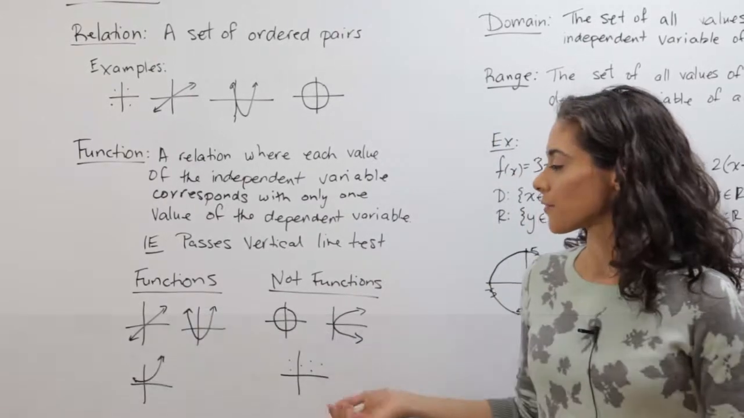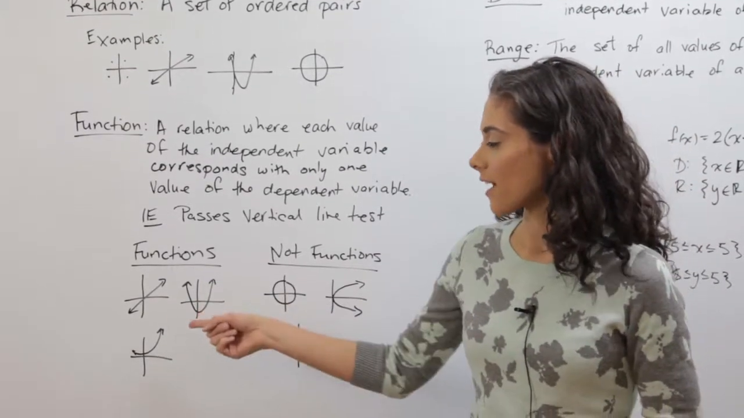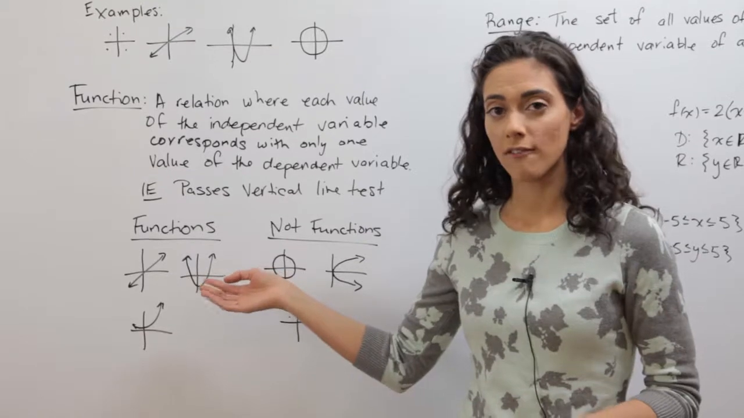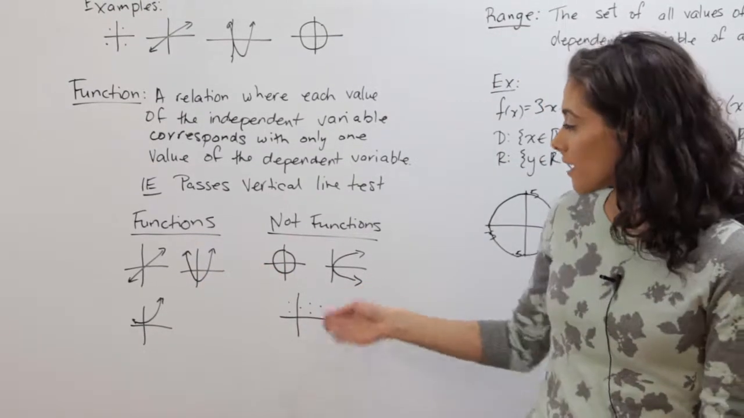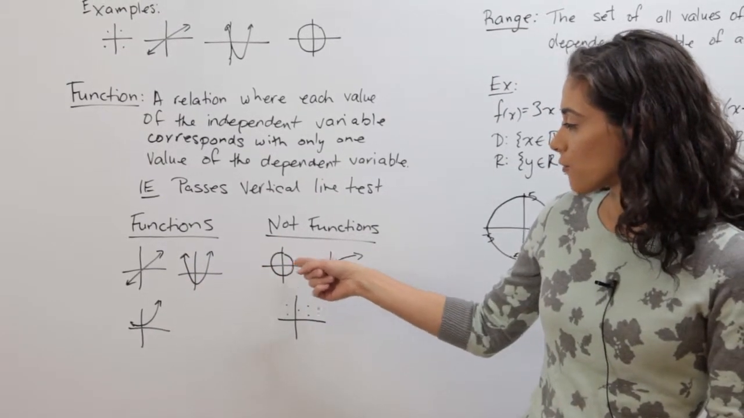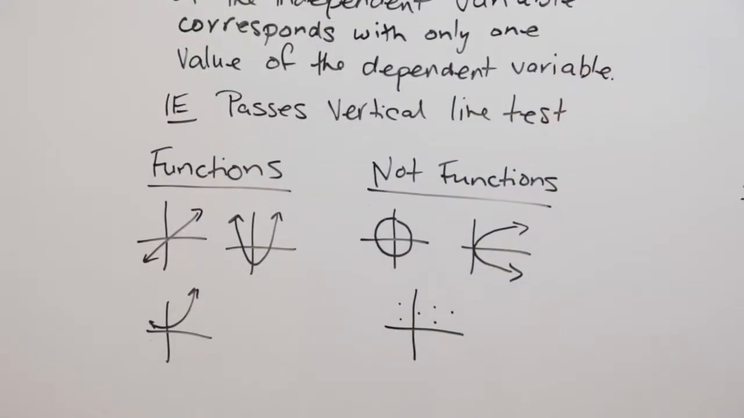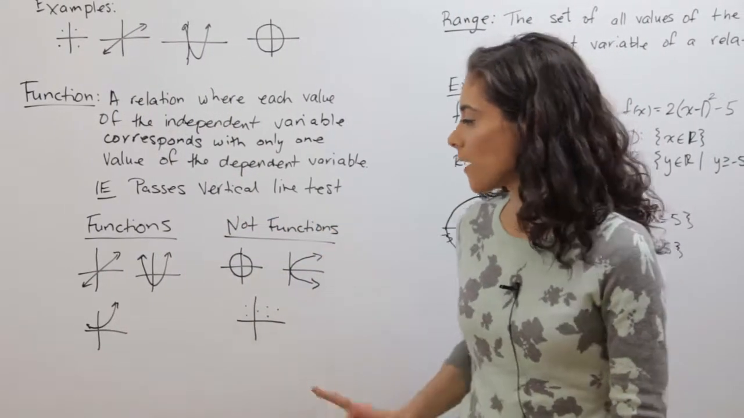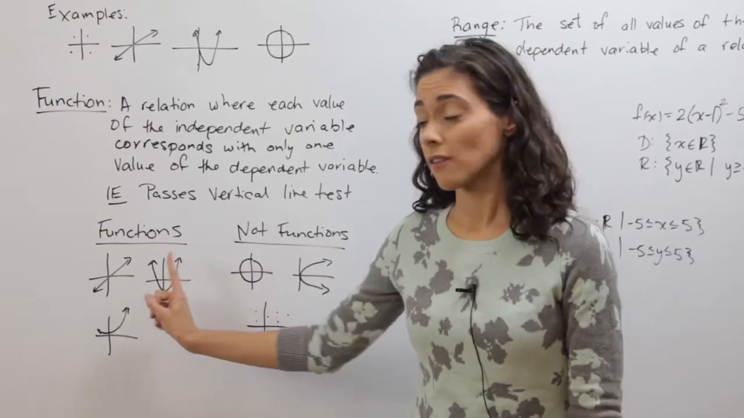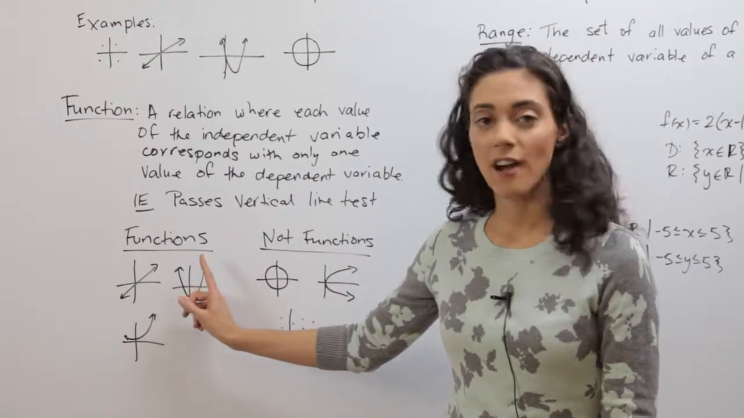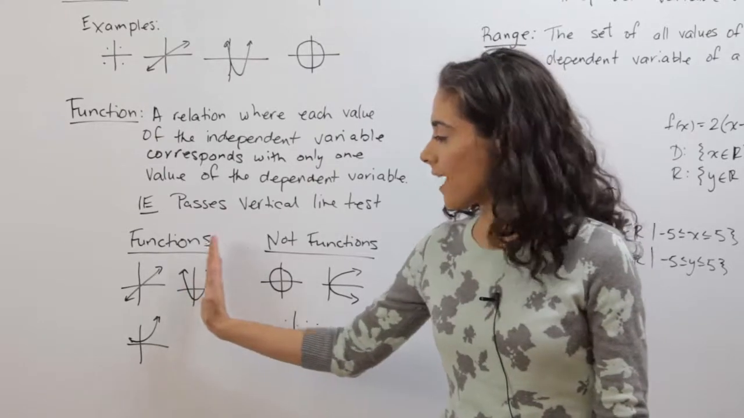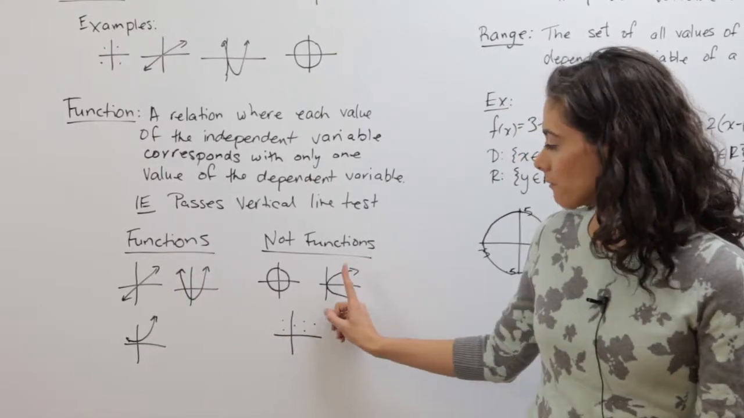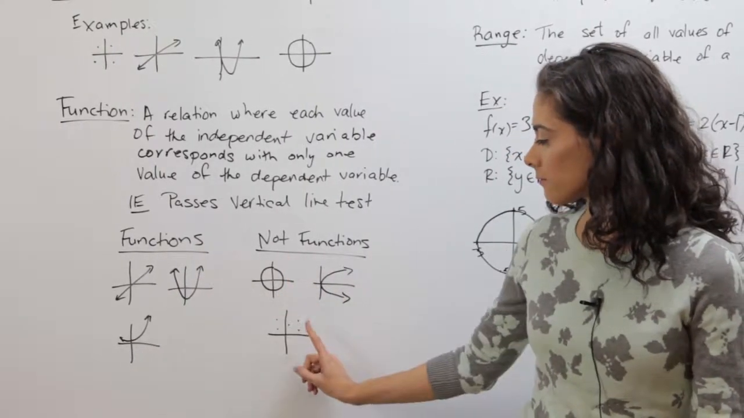So you can see some examples. These are all functions. Every x value maps to only one y value. These are not functions. If you notice, one x value maps to two different y values here. You can tell if something is a function using what's called the vertical line test. If you imagine a vertical line moving from side to side, you should only ever have one point on that line at any x value. You can see that these fail. 2 points, 2 points, 2 points.